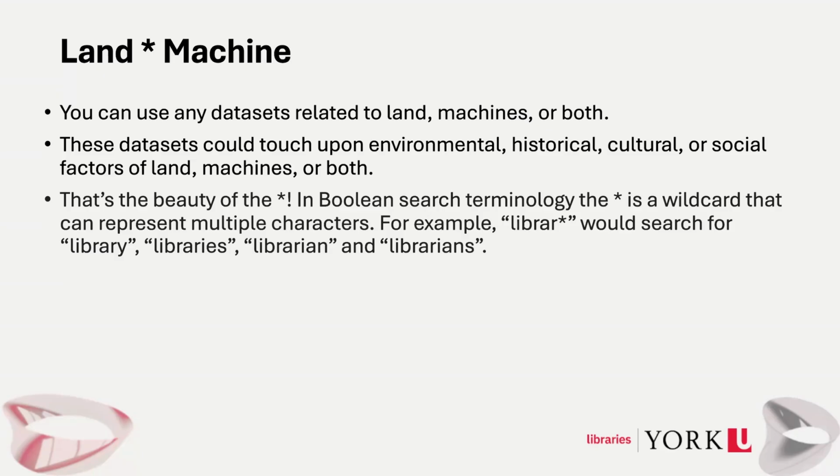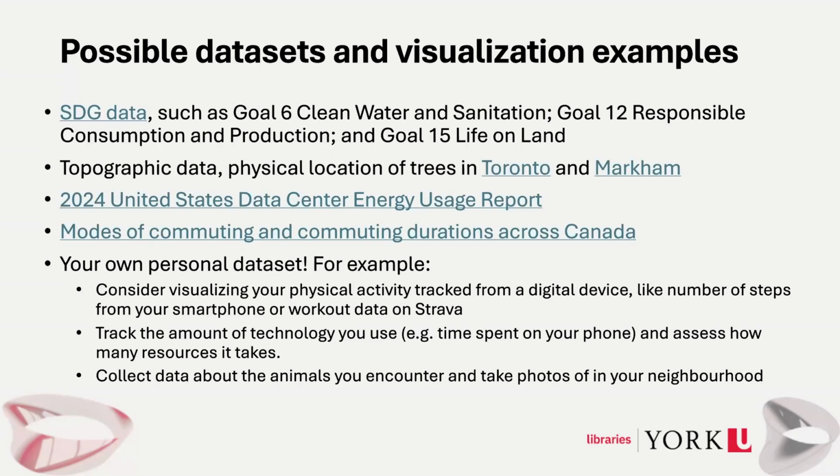So it can represent multiple characters. An example of that is that if you're to do LIBRAR star, it would search for words that start with that and have anything else coming after it. So that could be like library, libraries, librarian, or librarians. So that star represents any number of characters. And so we hope that people would be inspired to think land and machine, or land or machine, or land versus machine.